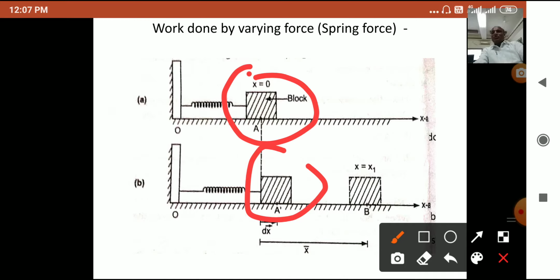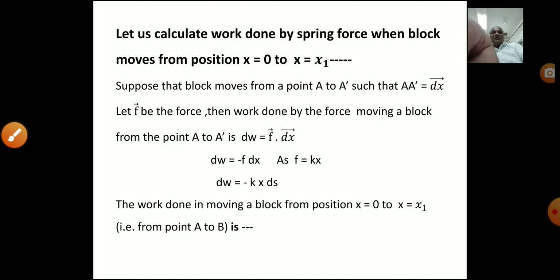Let F be the force. Then the work done by the force F when the block moves from A to A dash, shown by these two circles, is a small work done dW, and as per our previous knowledge, this small work done will be the dot product of force and displacement. As force and displacement are oppositely directed, we may write F dot ds.